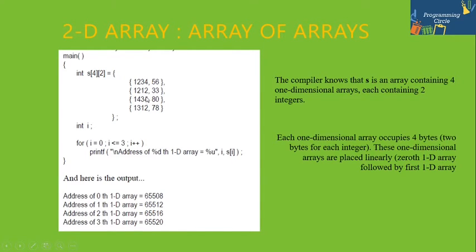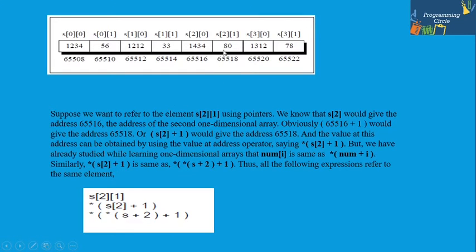So first let us catch hold of this element and its address, which is nothing but 65516, and then you add 1, and then you will get the next address. So 2 plus 2, 4 bytes it will consume. This is a 1D array. This is one chunk of a 1D array you can consider. So *(S2 + 1) would give us this address, and the value at this address can be obtained by using the value at address operator.